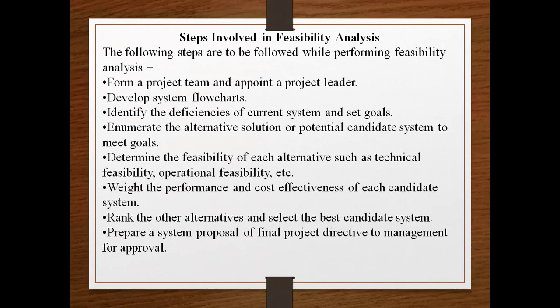You're going to study the system in detail. Enumerate the alternative solutions or potential candidate systems to meet the goals. You're going to find out what is an alternative solution to it and who is going to resolve the solution. So you're going to identify that. You're going to determine the feasibility of each alternative, such as technical and operational feasibility. Okay, then you're going to weigh the performance and cost effectiveness of each candidate system. So you are going to identify which candidate has what performance and what is going to be the cost. So all this is going to sum up into the feasibility study.